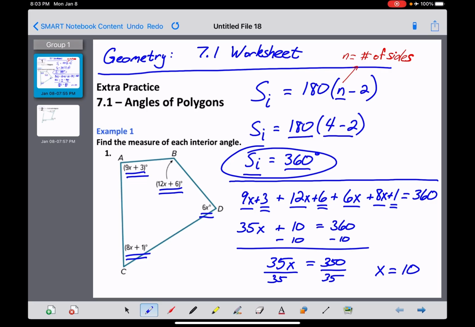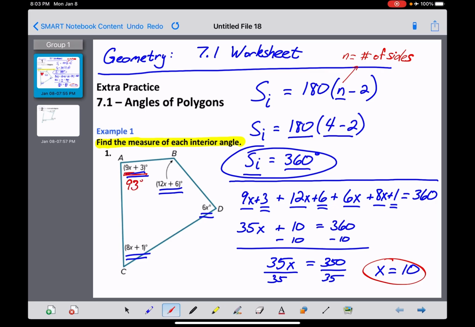But going back and reading my directions again, it says to find the measure of each interior angle. So now we're going to take this value, where x is 10, and plug it into each of the 4 angles. Angle A is 9x plus 3, and this is pretty easy to do in your head. 9 times 10 is 90 plus 3, so we would say that the measure of angle A is 93 degrees.